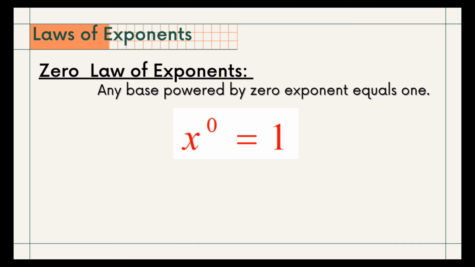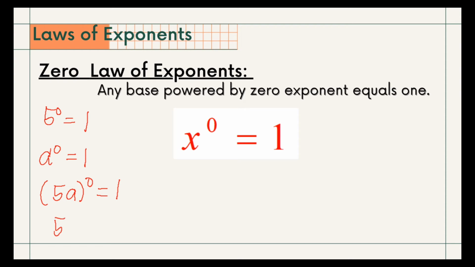So example, we have 5 raised to 0. So 5 raised to 0 is equal to 1. And then another example, a raised to 0, that is equal to 1. 5a raised to 0, that is equal to 1.